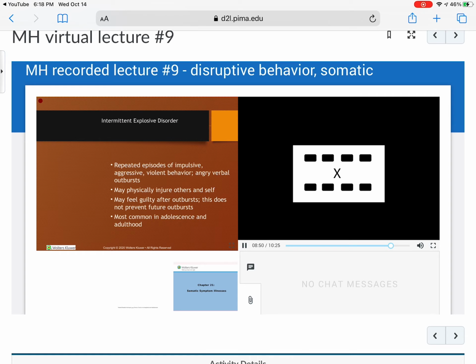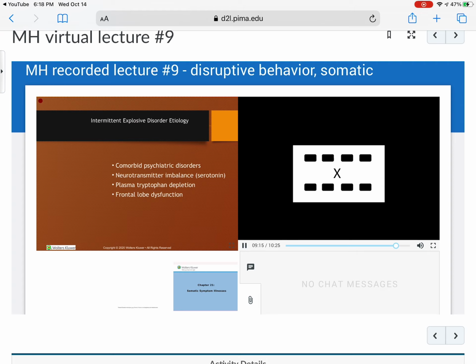Intermittent explosive disorder is equal opportunity, mainly occurring mostly in men who tend to get aggressive with any type of frustration, have a very low frustration threshold, easily irritated and easily angered. They may injure others and themselves, most common in adulthood. And oftentimes there may be a neurotransmitter imbalance in serotonin, and also plasma tryptophan depletion and frontal lobe dysfunction.